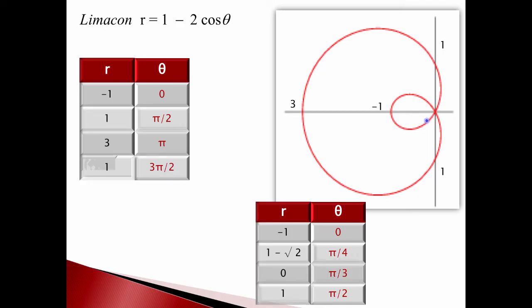By the time our angle gets to pi over 3, oh look, cosine of pi over 3 is a half. So when I multiply that by the 2, I get 1. I subtract that from the 1, I get 0. So this point right here where I cross the origin again is actually the point 0 comma pi over 3. So at the angle pi over 3, that's when I actually cross the origin and wrap myself back around.